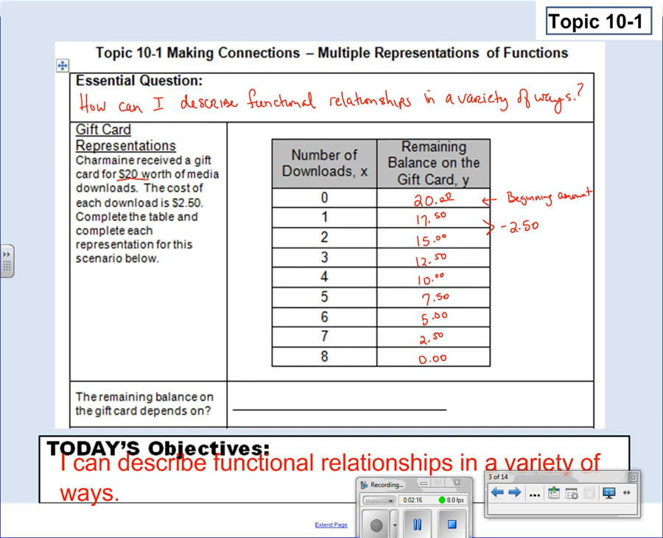So now we're going to determine what depends on what. The question is, the remaining balance on the gift card depends on what? So in the past, we've talked about how y depends on x, or our dependent depends on our independent. If we just look at our y depends on x, we see that the remaining balance on the gift card, this is our y. So depends on, we should be putting x here. X represents the number of downloads.